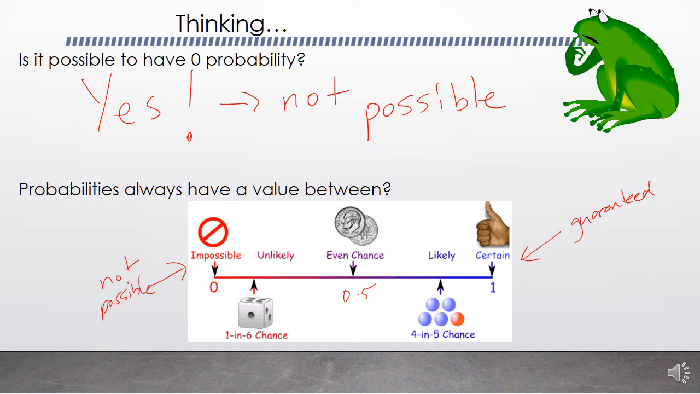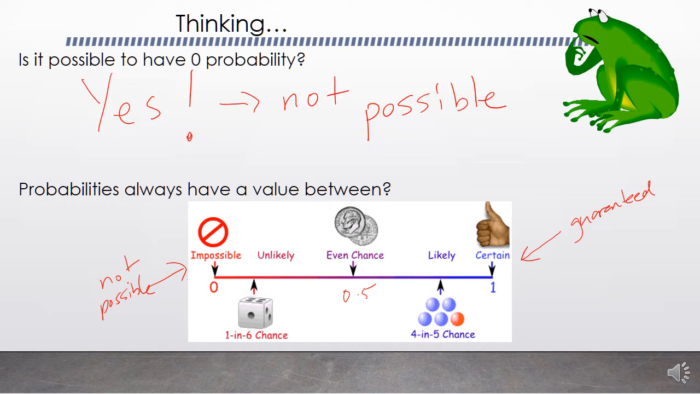So the closer you get to 1, the more likely something is to occur. The closer you get to 0, the more unlikely it is. I'm going to warn you, there's going to be times on assessments coming up in the future where you are asked to give an example of something that's like impossible or 0, and give an example of something that's guaranteed or 1.